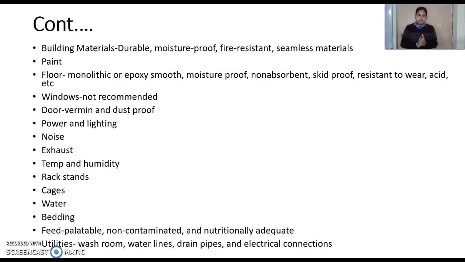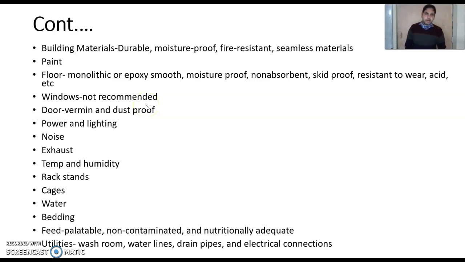So now you have made a layout of the animal house facilities, with these many rooms as per your requirement, or as per the CPCSEA guideline. Now the next thing is when you are going to construct an animal house facility. Building material should be durable, moisture proof, fire resistant, and seamless. It's written in the guideline. You should use paint which is microbial resistant. The floor should be monolithic, epoxy smooth, moisture proof, non-adsorbent, skid proof, and resistant to wear, acids, etc.